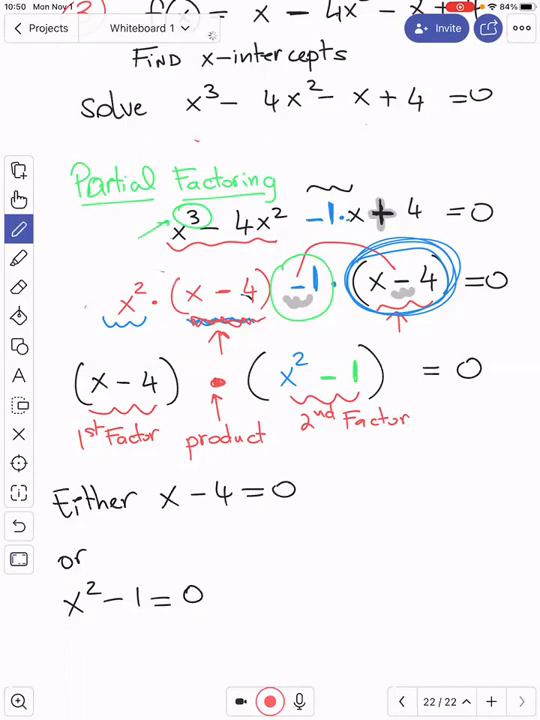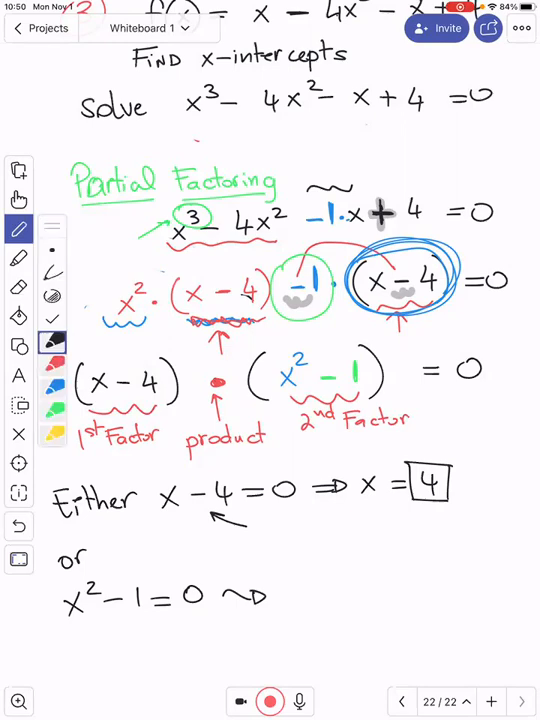Now, x minus 4 equal to 0, that will of course be x equals 4. And this is just a one-time solution. There's no power here, as you can see. For the second one, this is x squared minus 1. Because it's x squared, we're supposed to have 2 solutions. Let's see how many solutions we're going to get. So x squared equals positive 1. So 3 solutions.